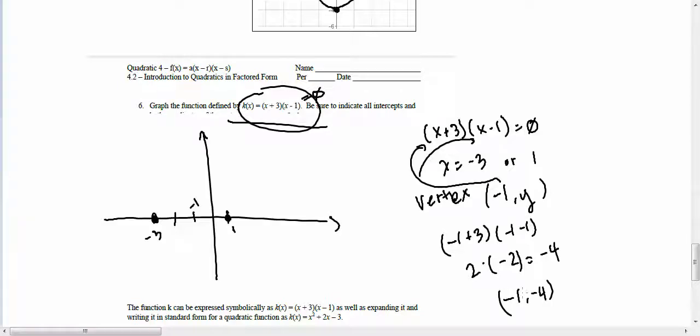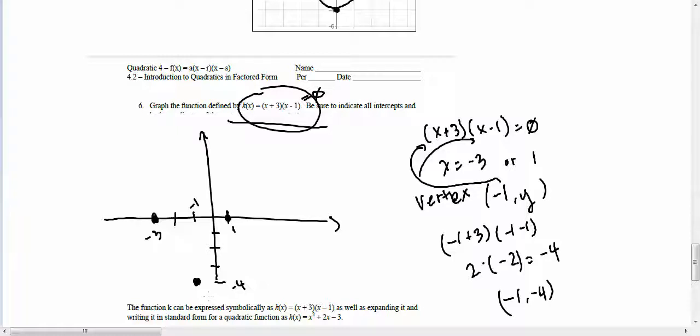Does that make sense? This is how we graph these things. So I got to go to 1, 2, 3, 4. Down here is negative 4. So my vertex is located right here at negative 1 comma negative 4. Does that make sense? Jordan, we good?